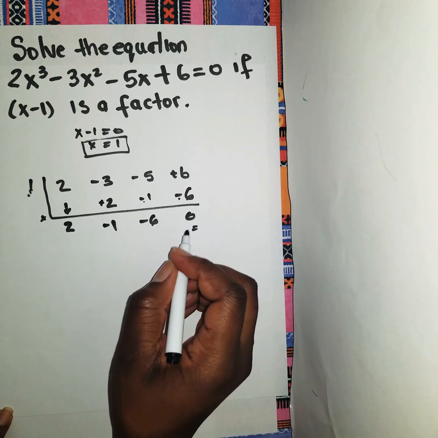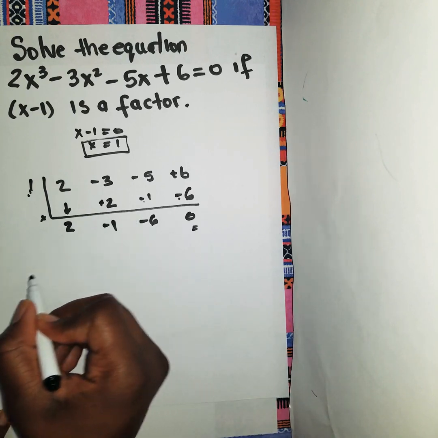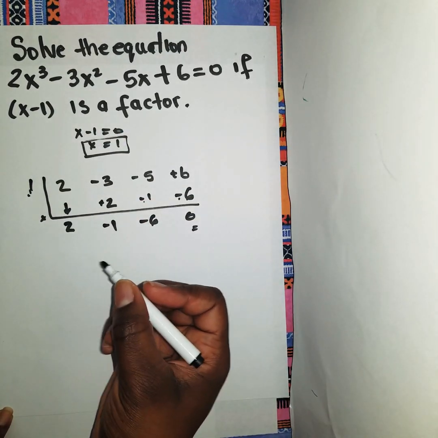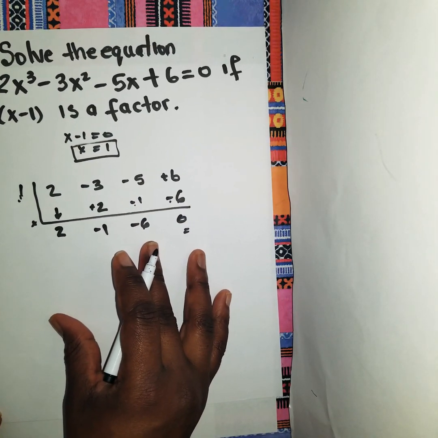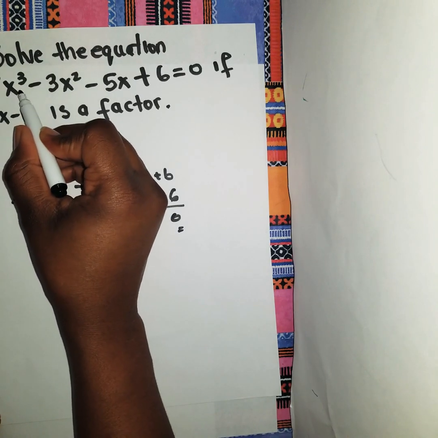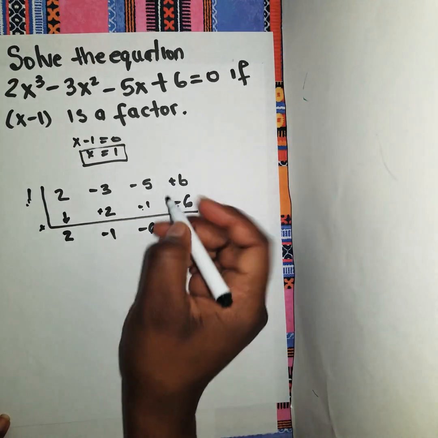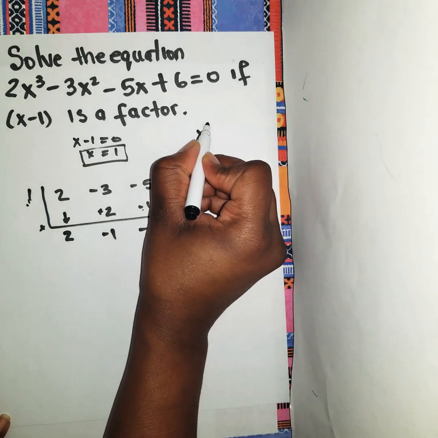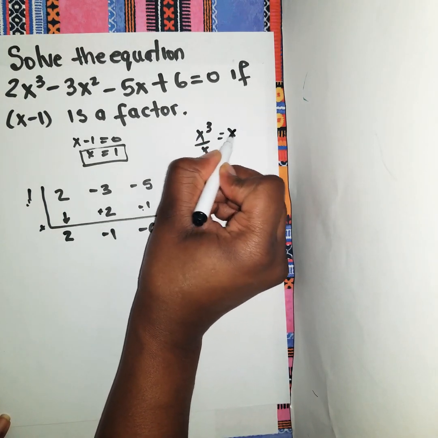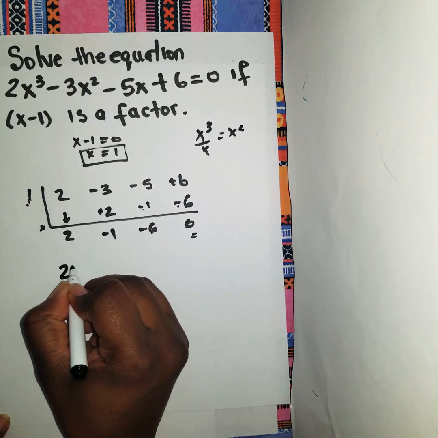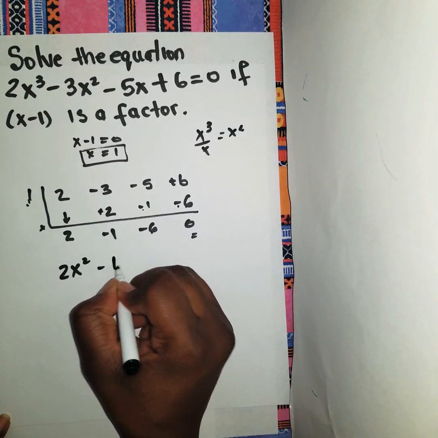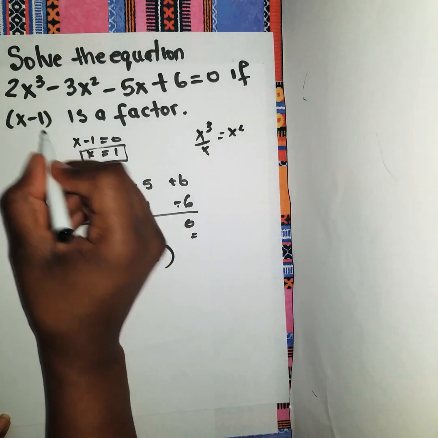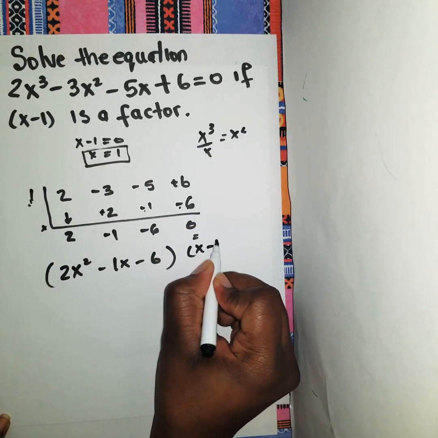From here, we are going to write this form with the variables that we are given. So remember, we found one factor. And so x cubed up here, let me show you, the same thing you do to know what power would go here. So it's x cubed divided by x to give you x squared. And so 2x squared minus 1x minus 6. That's that. And the factor we had before was x minus 1.